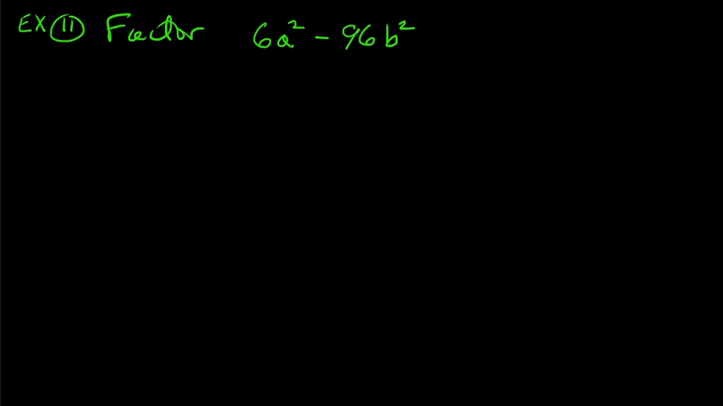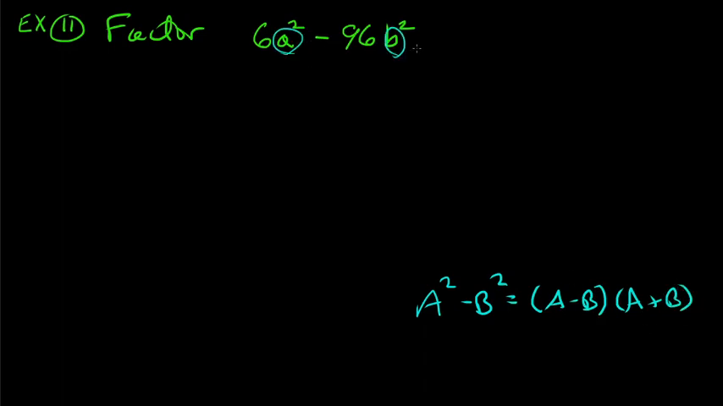Okay, next one, 6a squared minus 96b squared. Okay, so this one's also a little tricky, right? Because I'm using lowercase a and b here. That has nothing to do with the capital A and B. And this is why I use capital A and B when I'm writing down the formula here. Because in some cases, you will see in the homework maybe lowercase a and b. So don't get confused with the uppercase A and B.